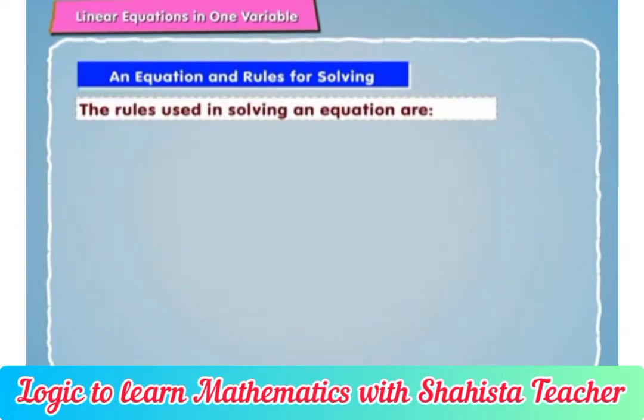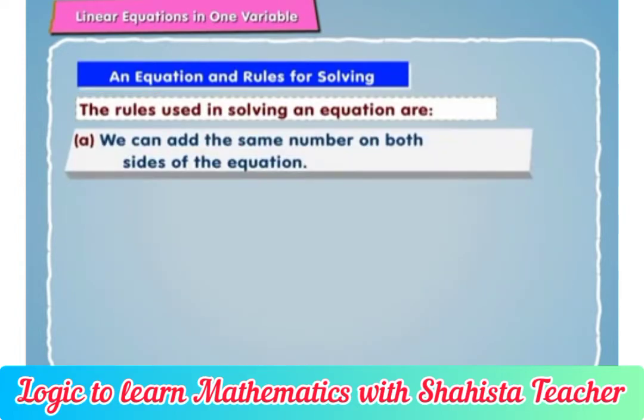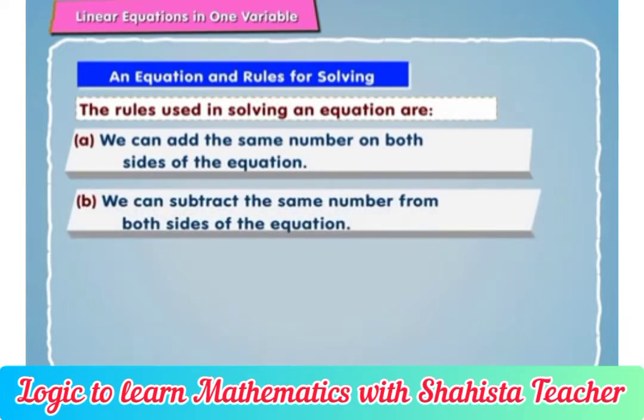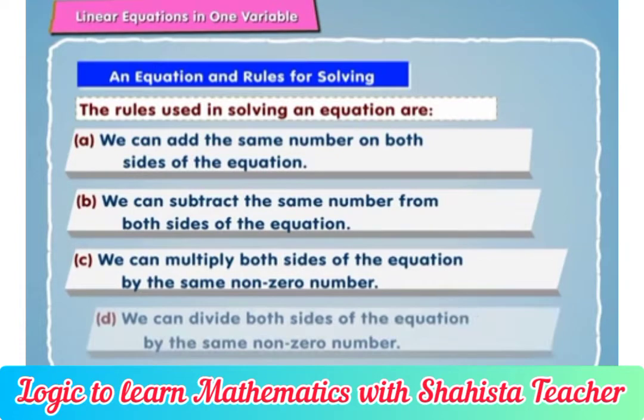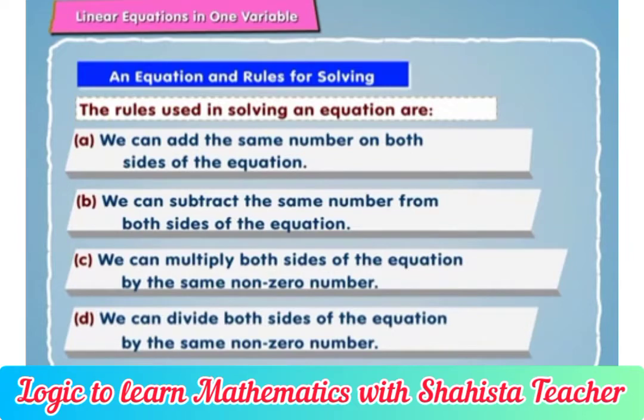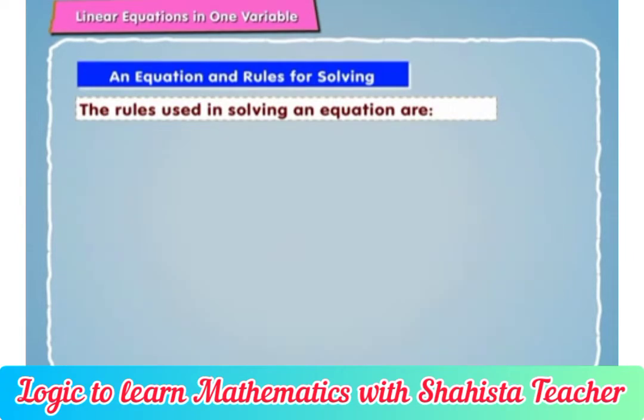The rules used in solving an equation are: first, we can add the same number on both sides of the equation. Second, we can subtract the same number from both sides of the equation. Third, we can multiply both sides of the equation by the same non-zero number. And lastly, we can divide both sides of the equation by the same non-zero number.